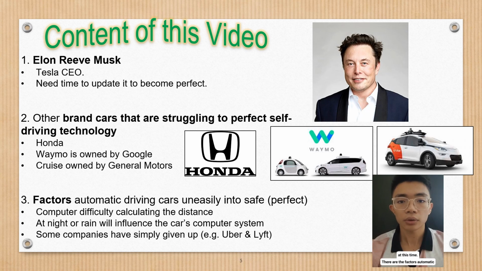There are factors why automatic driving cars are not easily perfected. Firstly, the computer has difficulty calculating the car's distance from other objects. Secondly, the car's computer system will also be influenced at night or day. Furthermore, some companies, for example, Uber and Lyft, have simply given up.